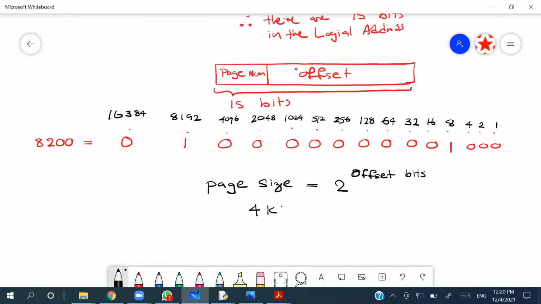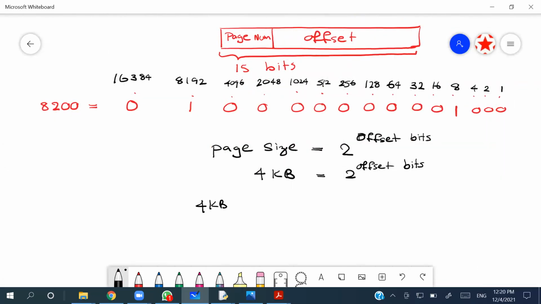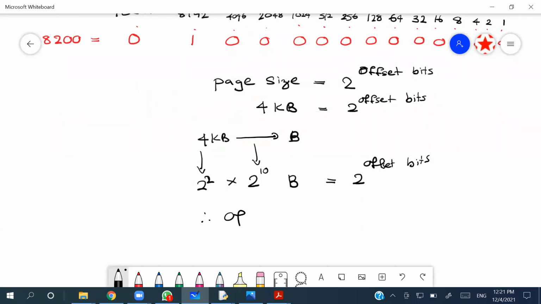So page size is 4 kilobytes, equal to 2 to the power offset bits. Then 4 kilobytes means what? We have to write it in bytes. So 4 is taken as it is, and for kilo we need 2 to the power 10. 4 can be written as 2 to the power 2. So this equals 2 to the power offset bits. Therefore, offset bits equals 12. The 2 to the power offset bits is equal to 2 to the power 12.